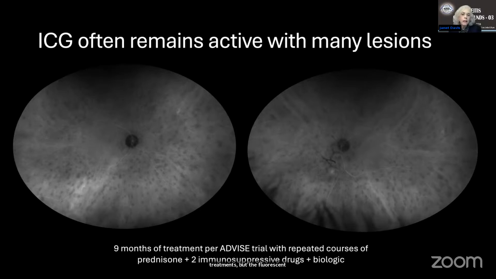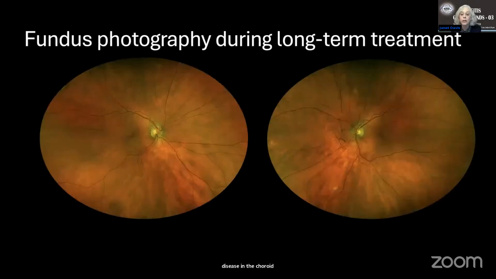Whereas in Dr. Pandey's case, the patient was treated with very low doses of prednisone because of her anxiety disorder. In this case, the woman was treated with full repeated courses of high doses of prednisone according to the ADVISE trial. However, these courses are always tapered. And so at this point, well into the trial, 9 months of intensive treatment with courses of prednisone, she's on 2 immunosuppressive drugs and has been transitioned to biologic, and she still has active disease in the choroid. I think that we would not know this if an ICG were not done.